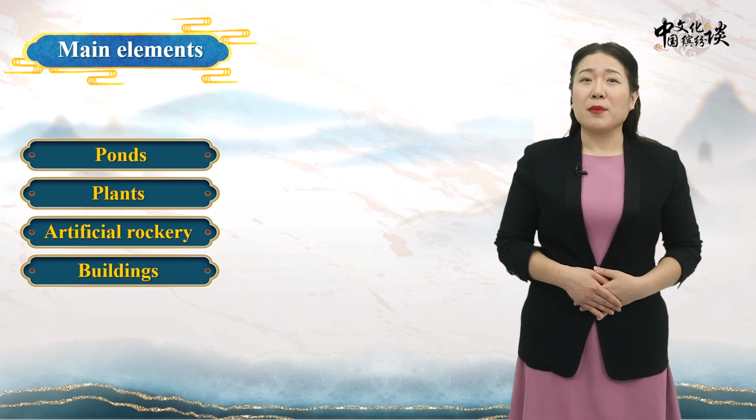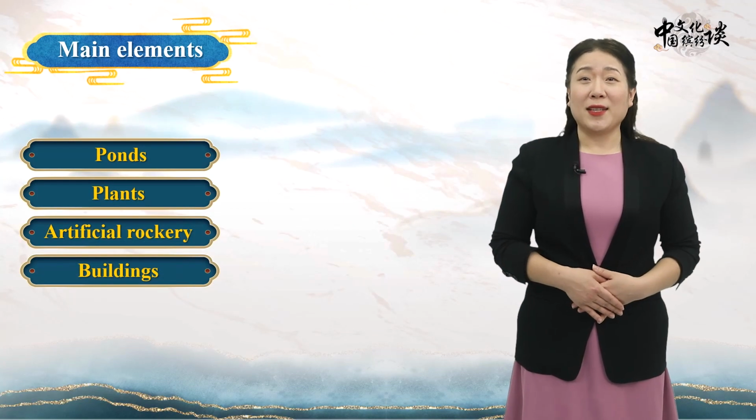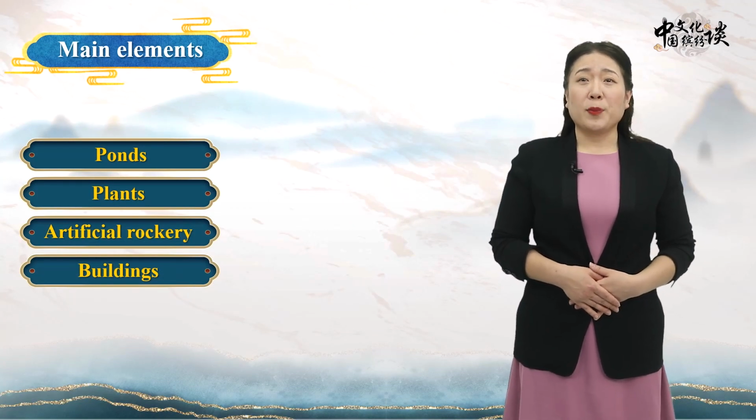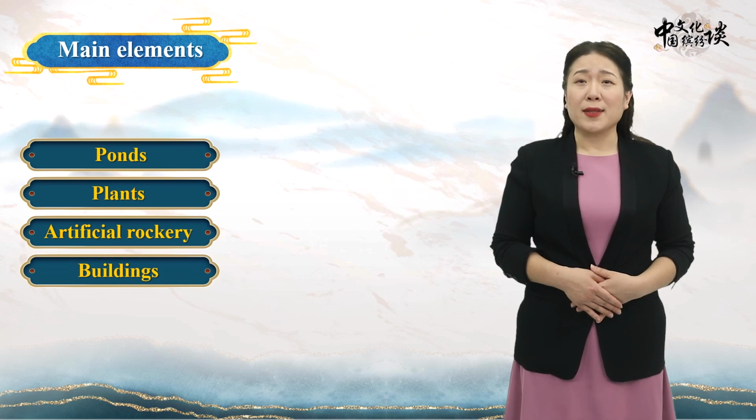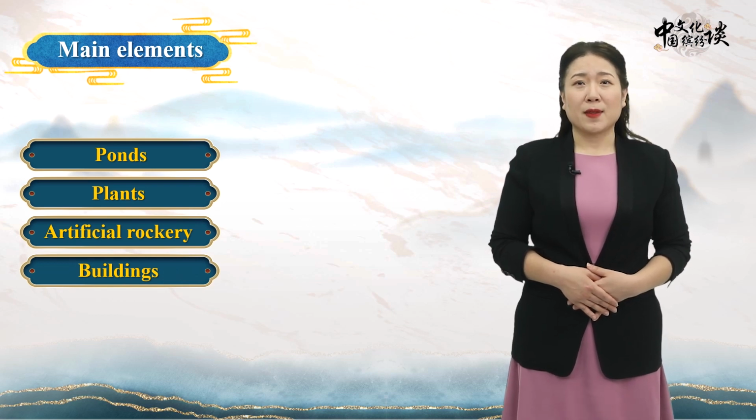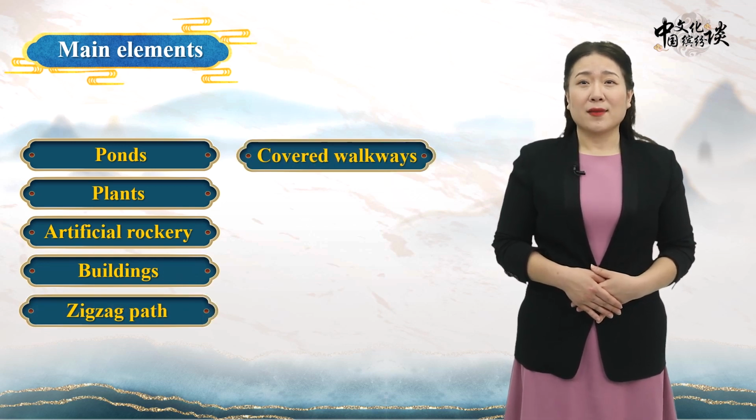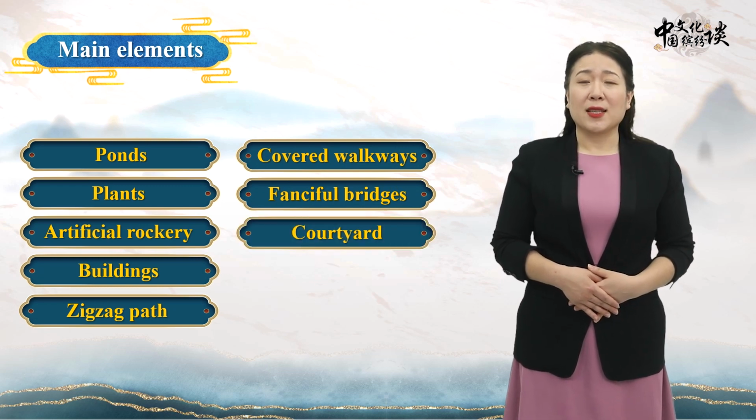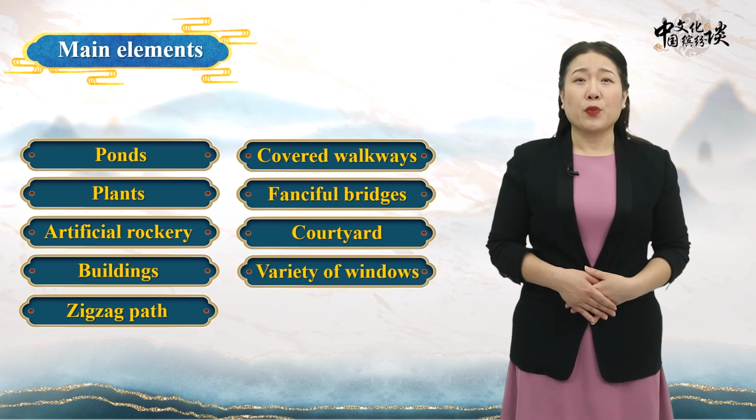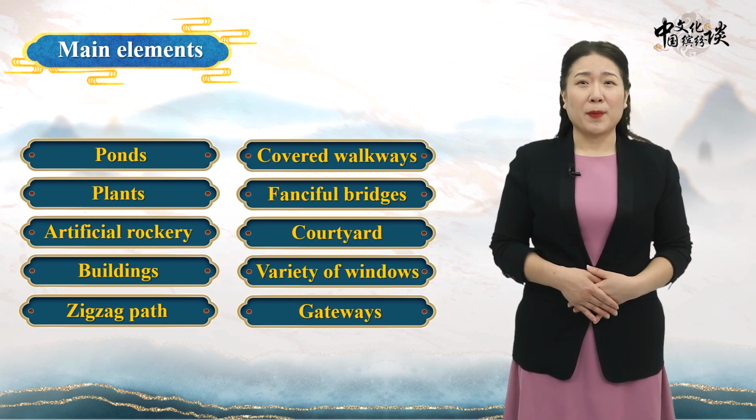Buildings, which are named to evoke feelings and sentiments. Suzhou Gardens were designed by scholars and intellectuals to be domestic space that drew upon China's rich artistic and literary tradition, embedding cultural references within the landscapes. The next element, zigzag paths, covered walkways, fanciful bridges, and courtyards link these elements together, and a variety of windows and gateways help allure the visitors from one scene to another.